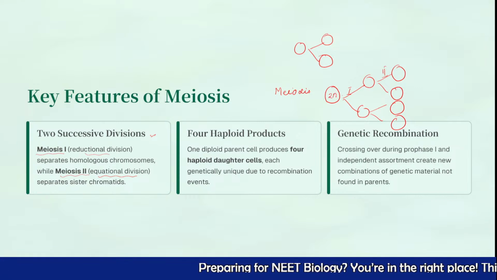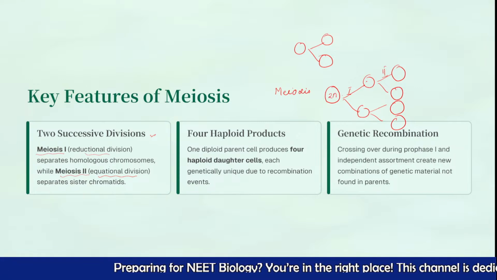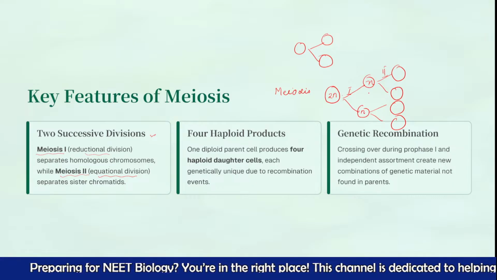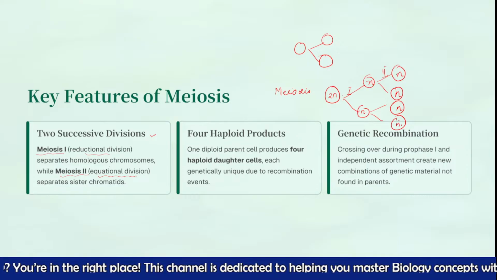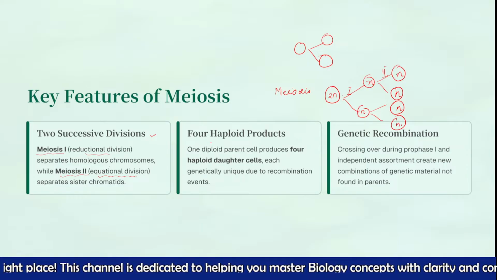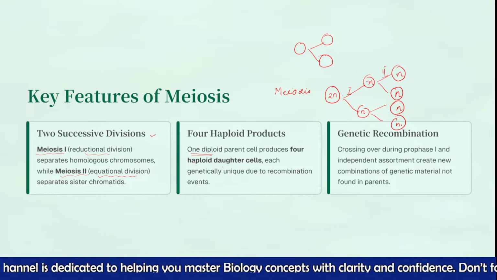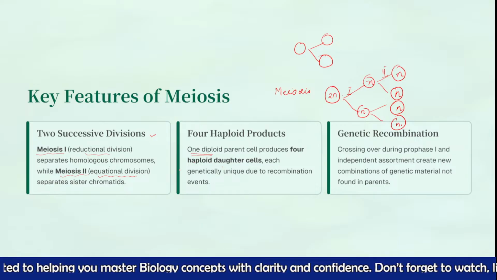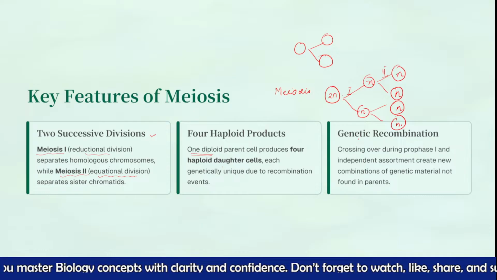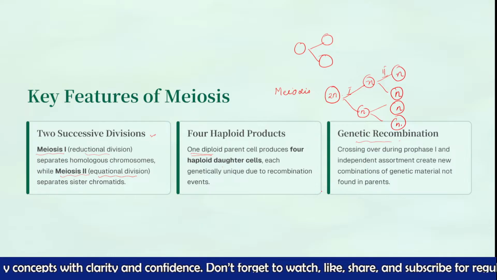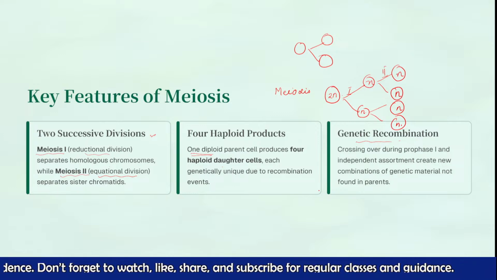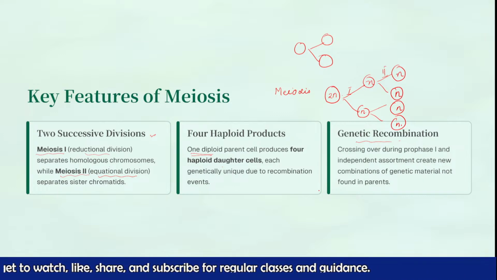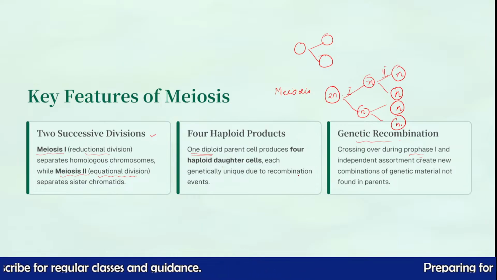Okay, so the mother cell is diploid and the daughter cells are haploid. Then the same number of chromosomes will continue in the next daughter cells. So a total of four haploid daughter cells are formed from a single diploid parent cell. That is another feature of meiosis. And genetic recombination takes place in meiosis. Recombination means combining the genetic constituents of different chromosomes. That takes place in prophase 1. So these are the key features of meiosis.